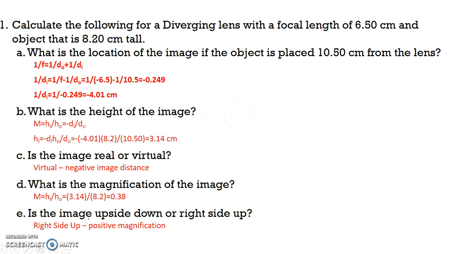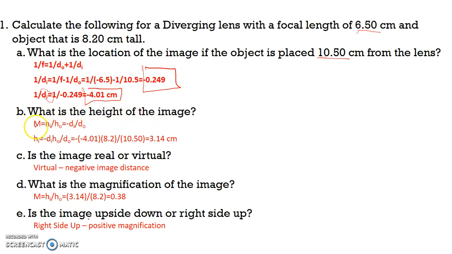All right, the last practice problem says calculate the following for the diverging lens with a focal length of 6.50 centimeters and an object that is 8.20 centimeters tall. So what is the location of the image if the object is placed 10.50 centimeters from the lens? Again, we're going to use the same formula that we did for the mirrors. Plug in what we know, 1 divided by negative 6.5, that's what's given up here, minus 1 divided by 10.5, which is given to us right here, and we should get negative 0.249. Then we plug that in to get the image distance, and we should get negative 4.01 centimeters.